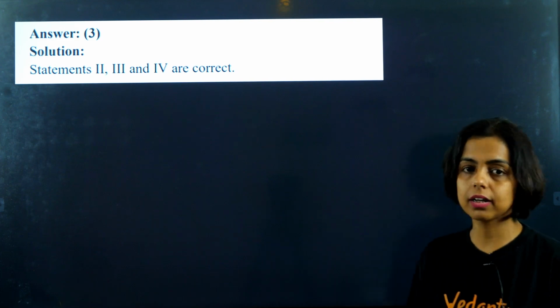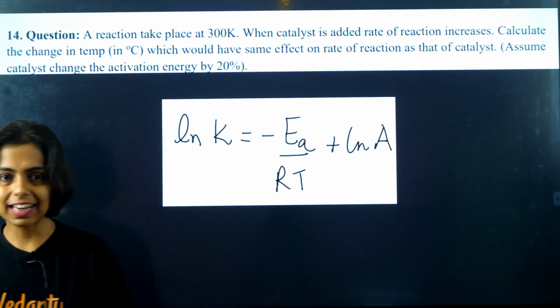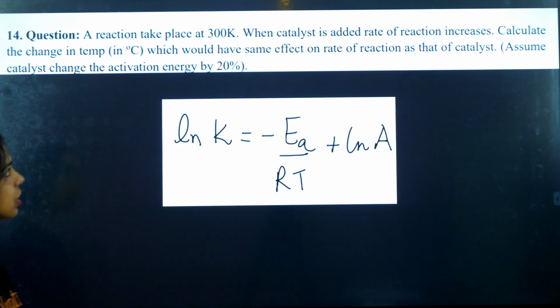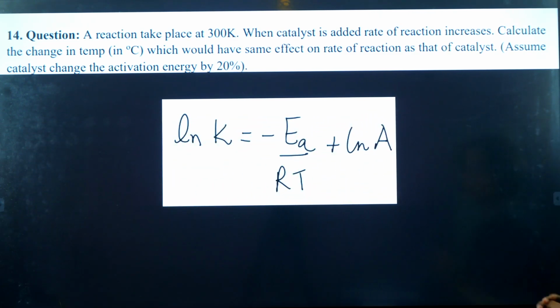2, 3, and 4, they are correct statements. Let's move on to the 14th question, which is on the Arrhenius equation, guys. A reaction takes place at 300 Kelvin. When catalyst is added, the rate of reaction increases.